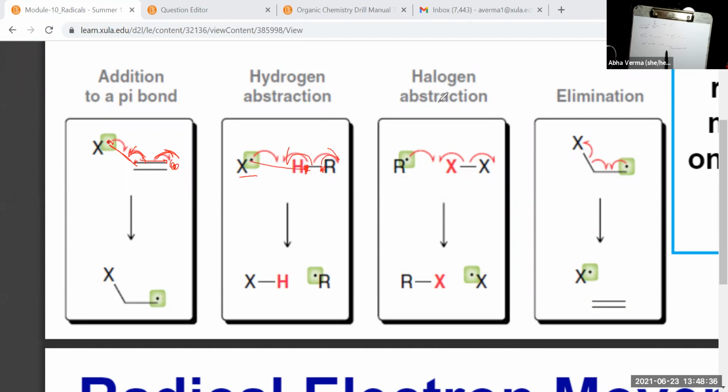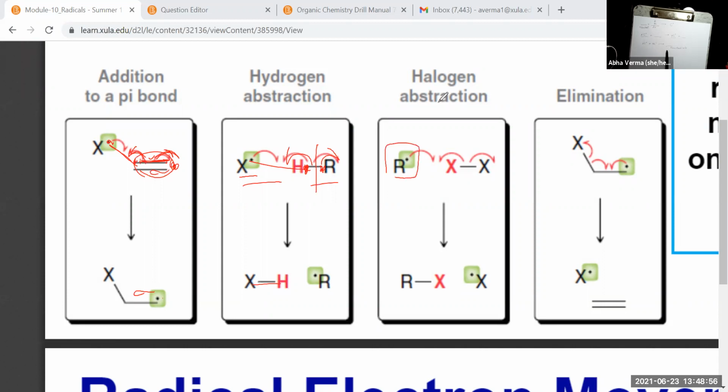This electron will make a new bond right here, and this bond has broken. Why did this bond not break? Because the sigma bond stays. The sigma bond stays. For halogen abstraction, it is very similar to hydrogen abstraction.